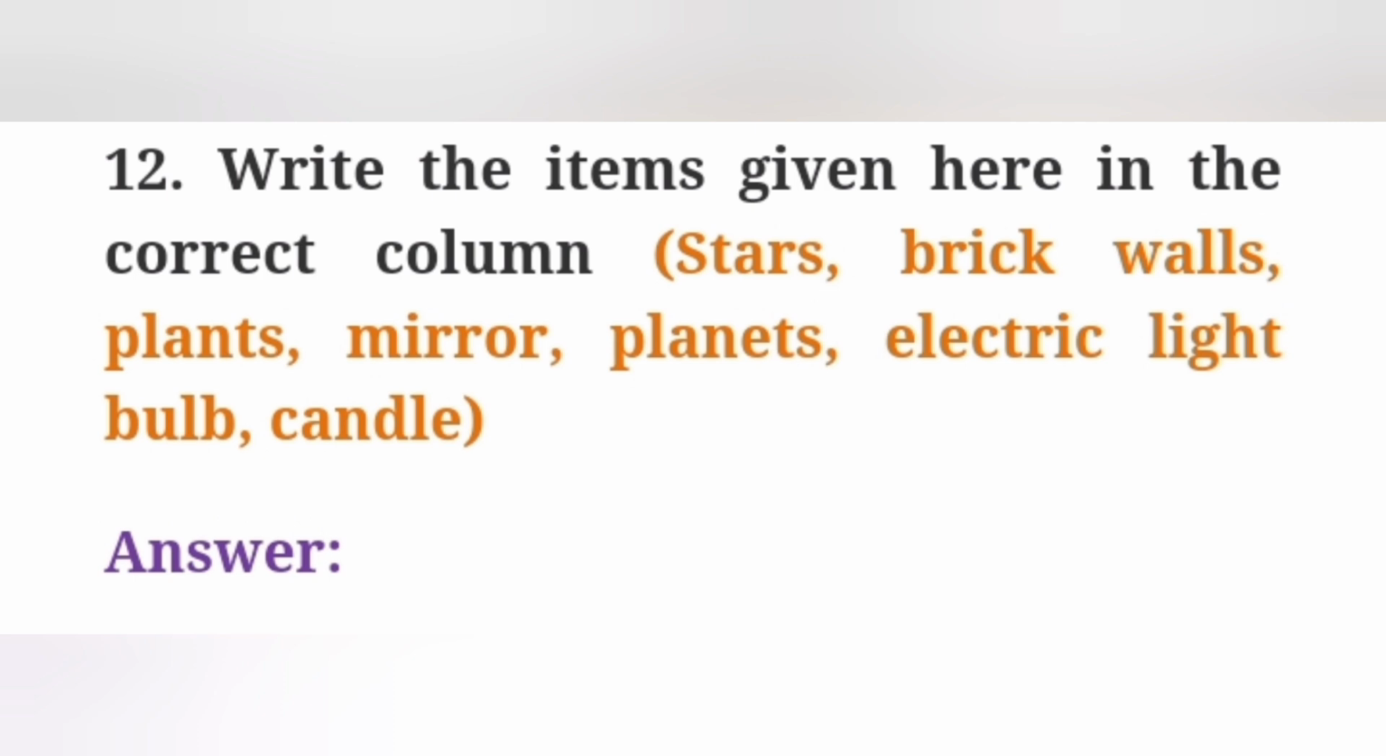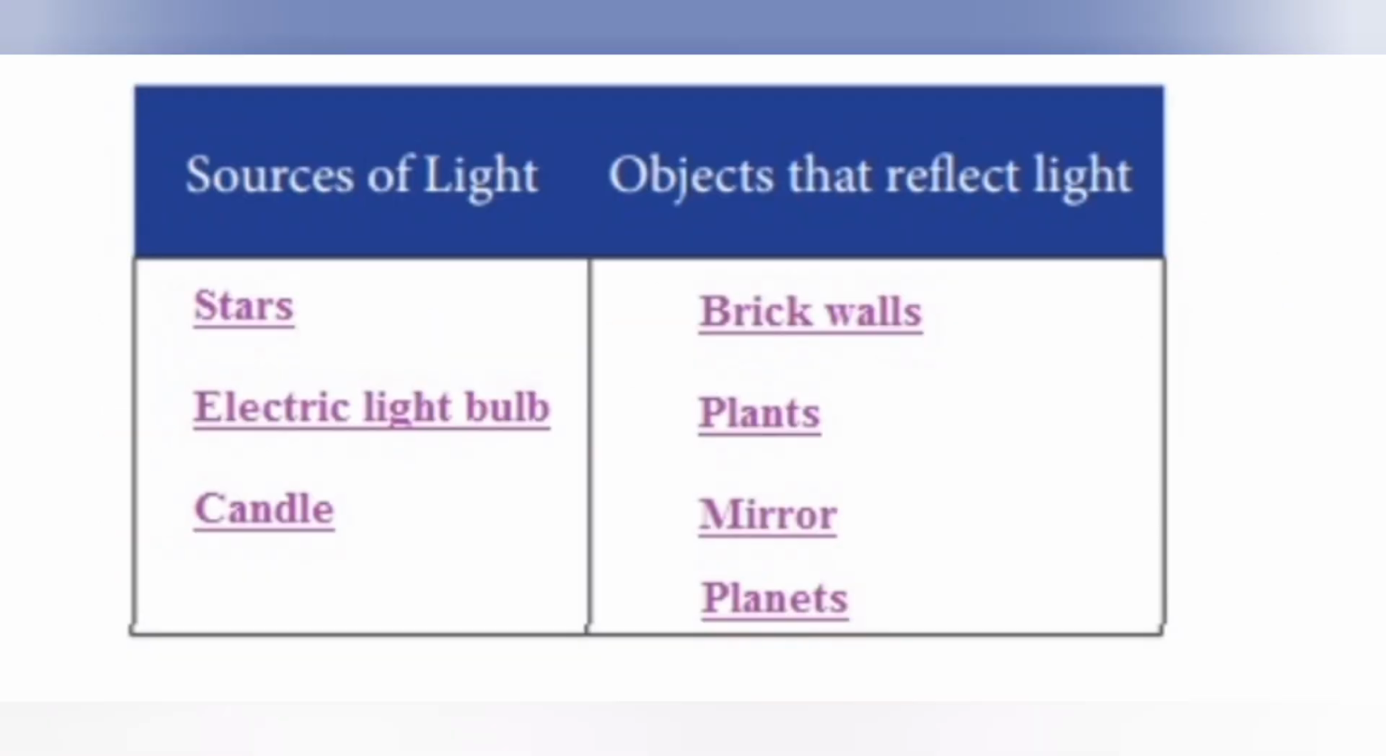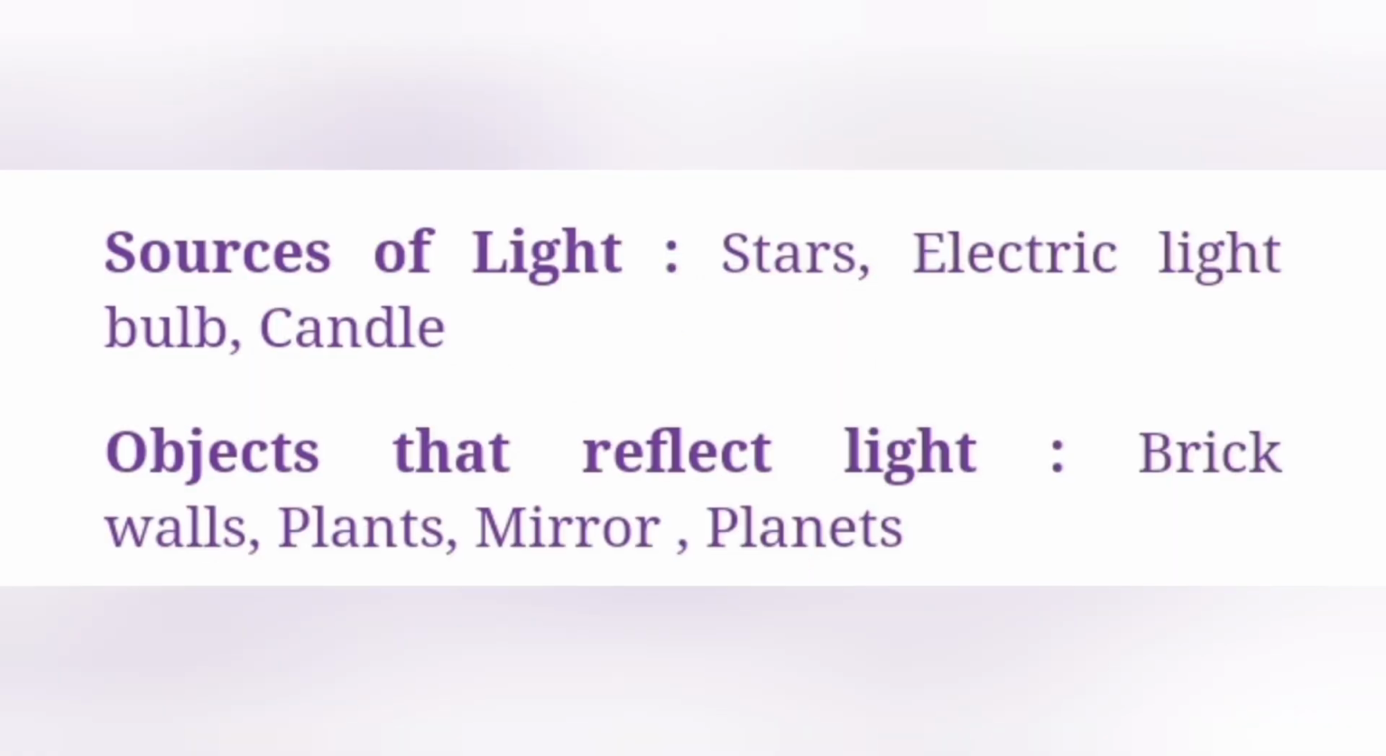12th question, write the items given here in the correct columns: stars, brick walls, plants, mirror, planets, electric light bulb, candles. Answer: source of light, and objects that reflect light. Stars, brick walls, electric light bulb, plants, candle, mirror, planets. Source of light: stars, electric light bulb, candle. Objects that reflect light: brick walls, plants, mirror, planets.